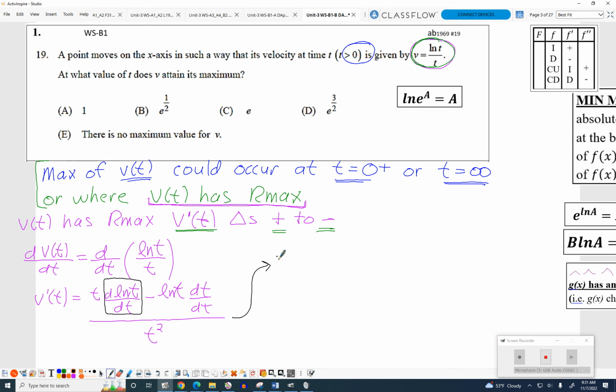So we have V prime is going to equal t multiplied by 1 over t dt over dt. Now what, Tessa? Then you do minus and then just ln t over t squared. 2 points.